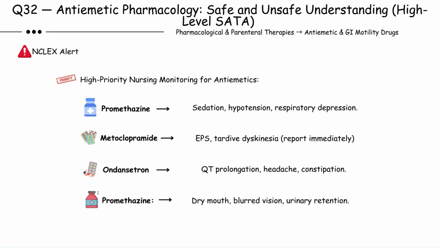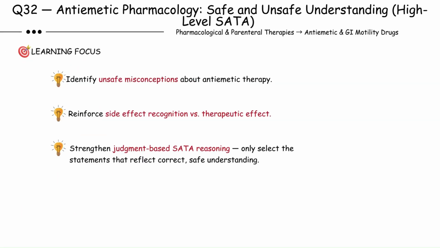NCLEX alert: promethazine, sedation and respiratory depression. Metoclopramide, watch for EPS and tardive dyskinesia. Ondansetron, QT prolongation risk. Scopolamine, anticholinergic effects. Replace patch every 72 hours. Key takeaway: safe antiemetic use depends on recognizing which effects are expected, which ones are dangerous, and when clients need more teaching to protect themselves. Great work staying sharp on these high-yield pharmacology details.